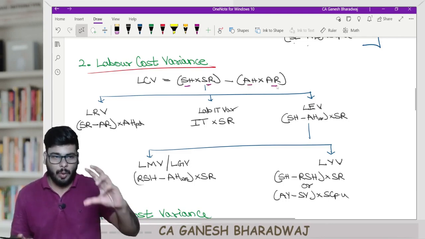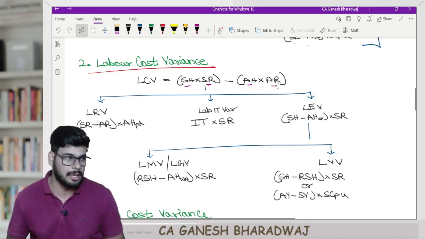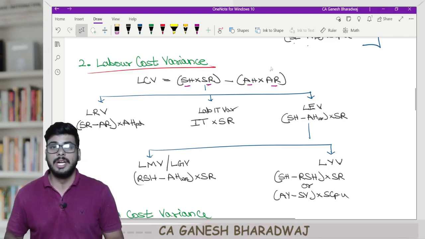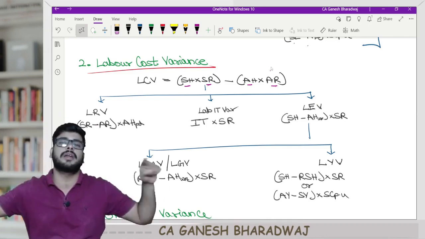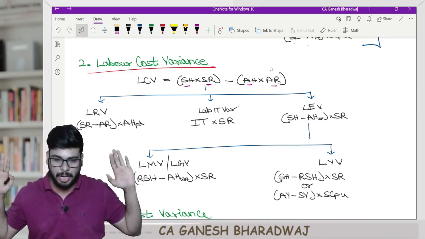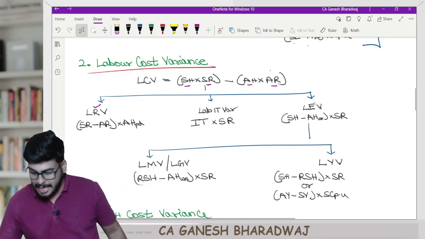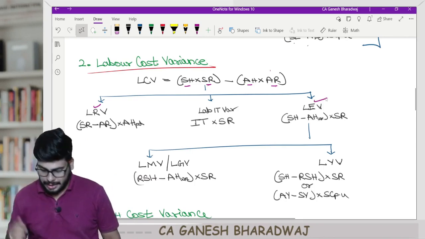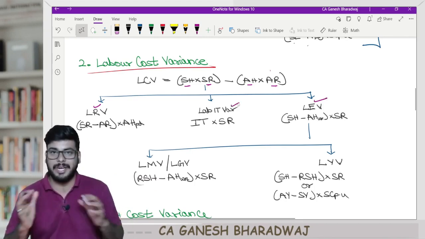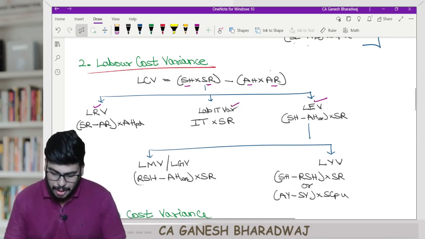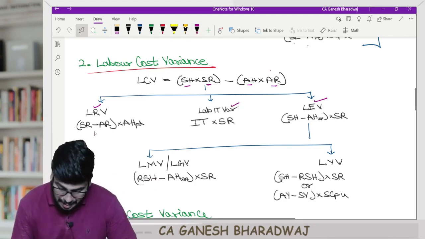This is nothing but what is the labor cost you should have incurred minus what is the labor cost which you have actually incurred. Now, this is broadly classified into three: labor rate variance on one side, labor efficiency variance on the other side, and labor idle time variance in between. Now, labor rate variance. Now, guys, tell me whose responsibility is labor rate variance?